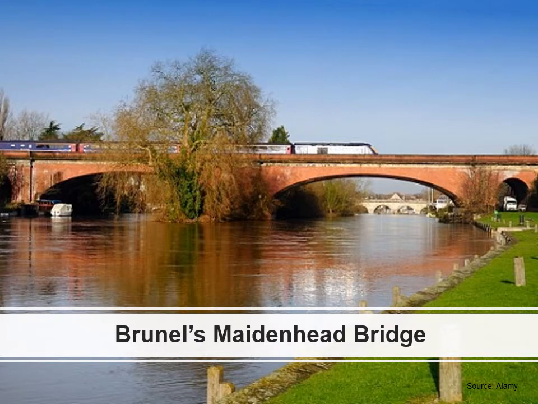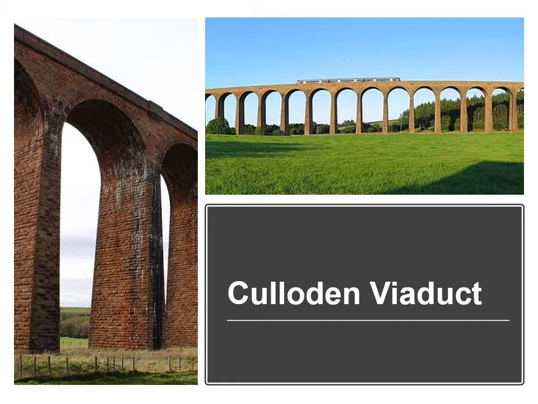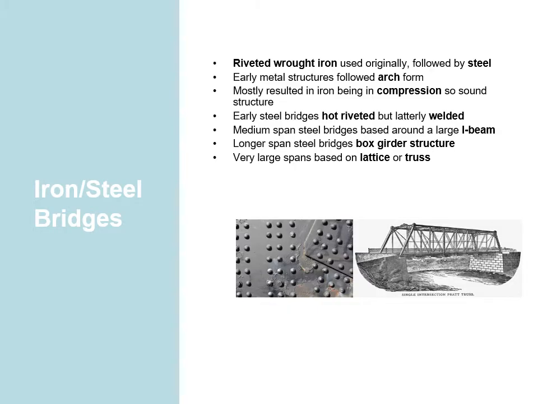Here's Brunel's Maidenhead Bridge and the Culloden Viaduct. Riveted wrought iron was used originally, followed by steel. Early metal structures followed an arch form. They mostly resulted in an iron being in compression, so they formed a sound structure. Early steel bridges were hot riveted, but latterly welded.